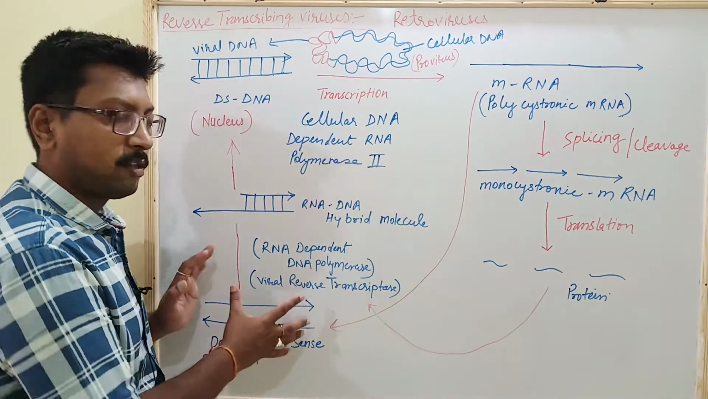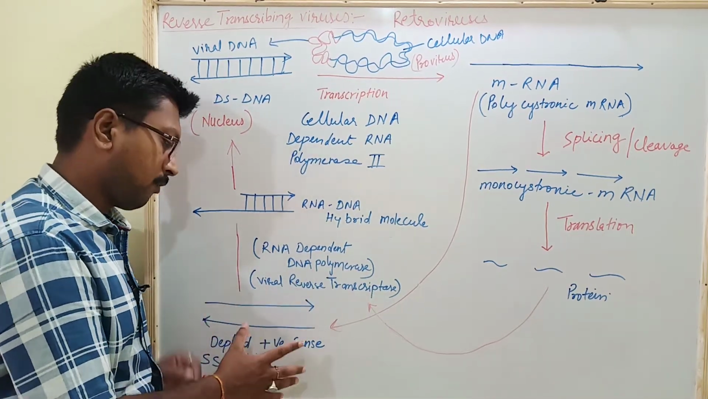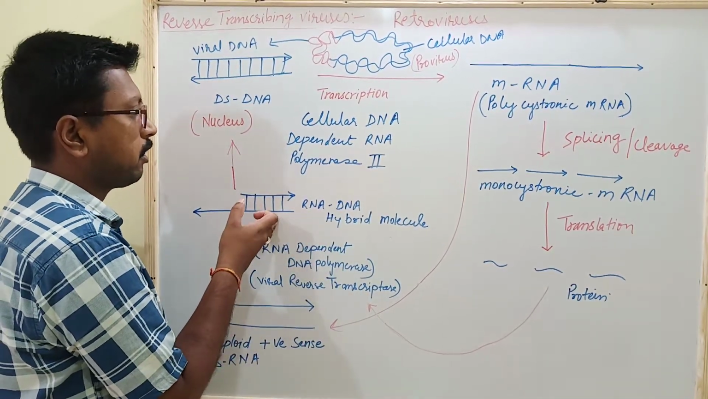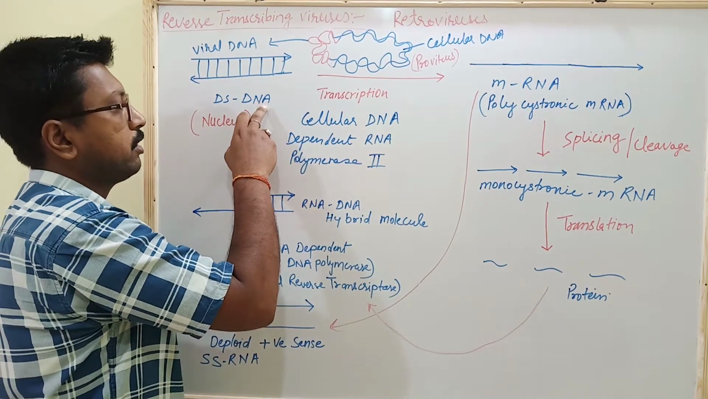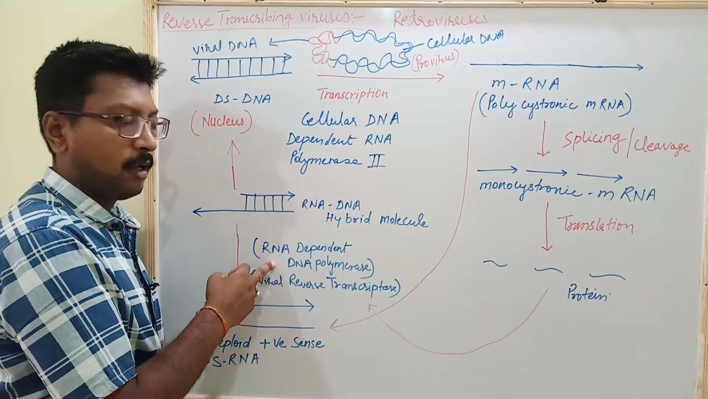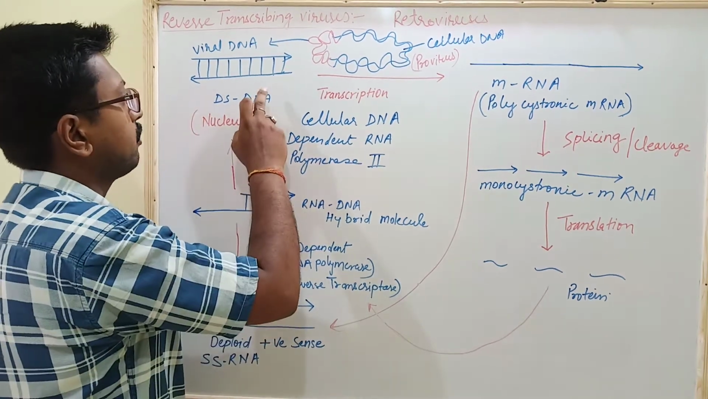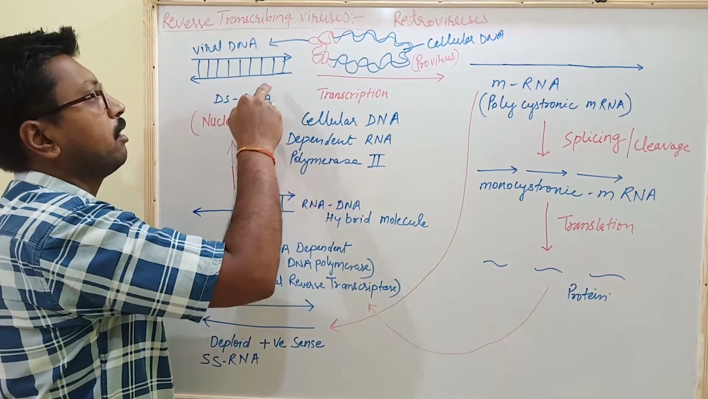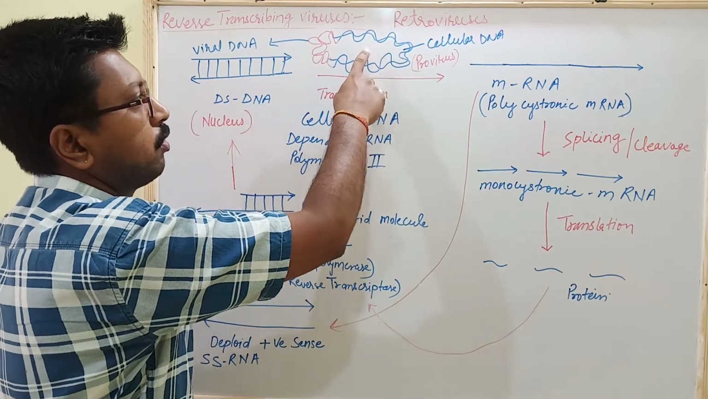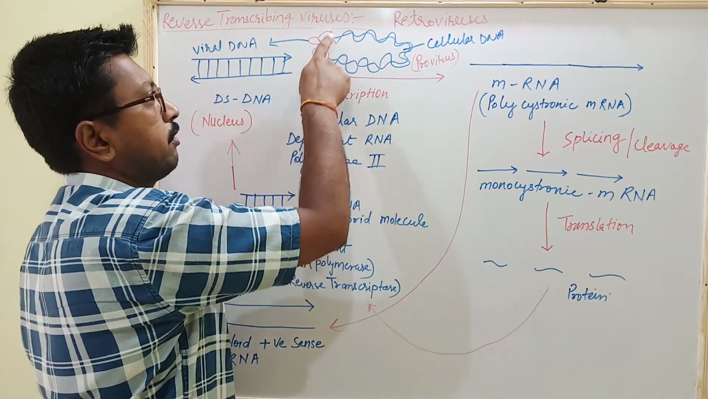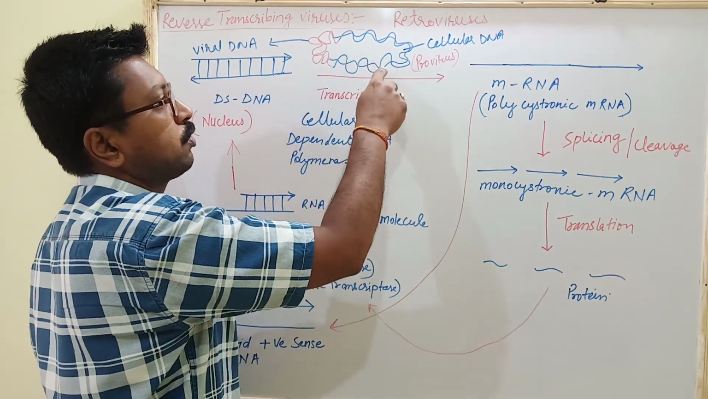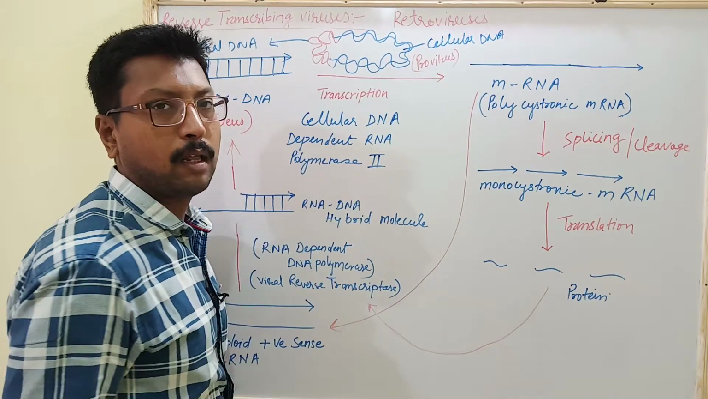So this whole procedure takes place in the nucleus of the host cell, and this RNA-DNA hybrid is again converted into double stranded DNA by using the same enzyme, RNA dependent DNA polymerase, and this double stranded DNA is inserted into the cellular DNA or host DNA. So the red portion is showing the viral DNA genome, and the blue portion is showing the host cellular DNA genome.